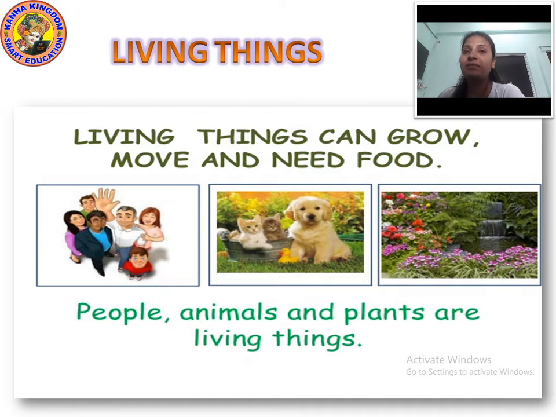Animals are living things and the plants. Okay, I have already told you how plants grow. Plants also need water. Plants need air. Okay, living things need air. Living things breathe. Okay, so people, animals and plants are living things. They need water, they need air, they need food to live.